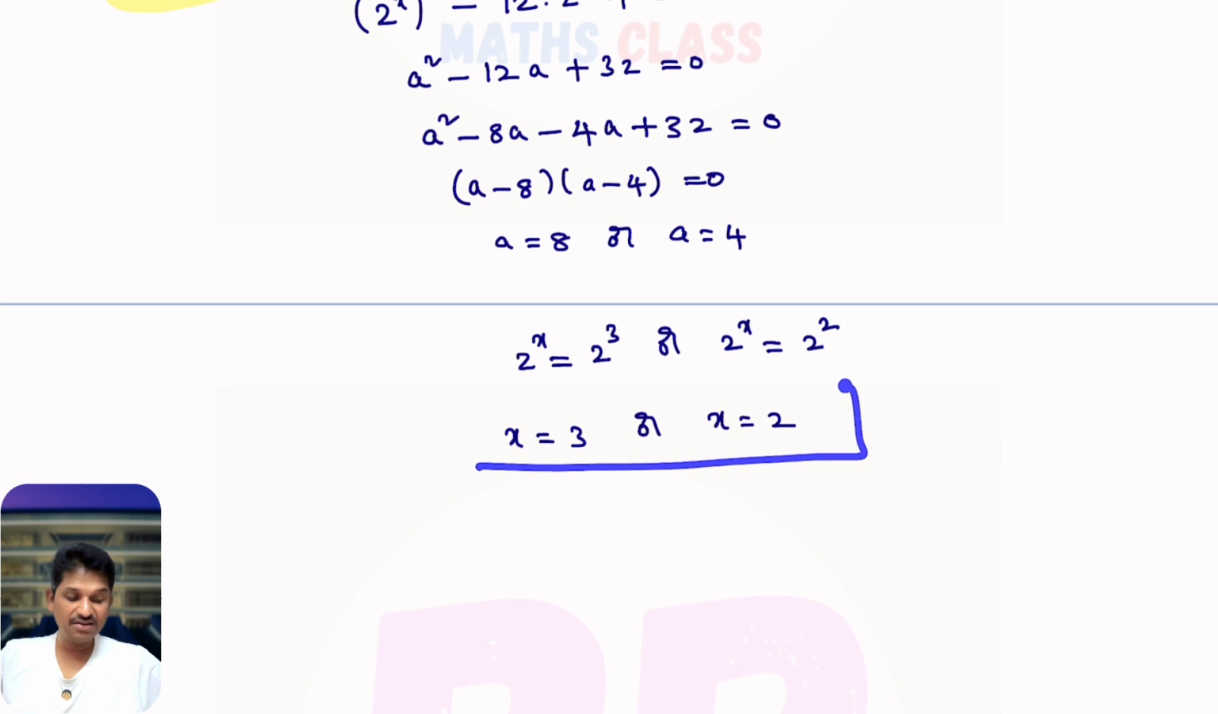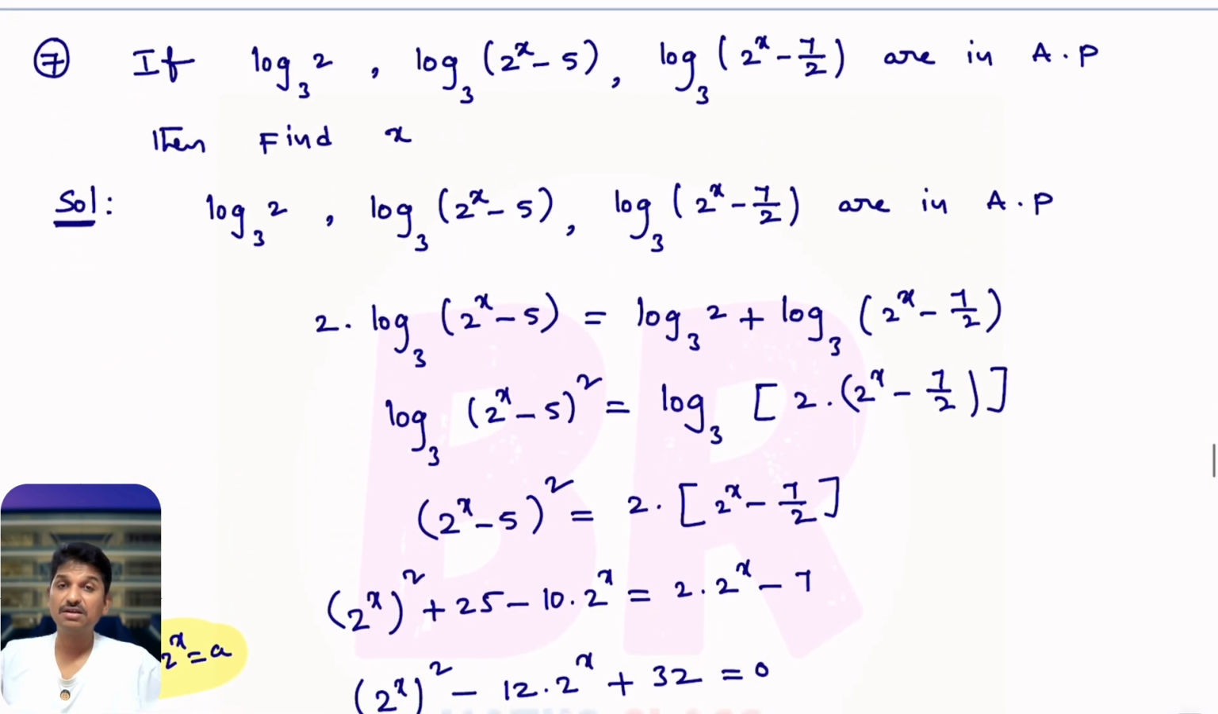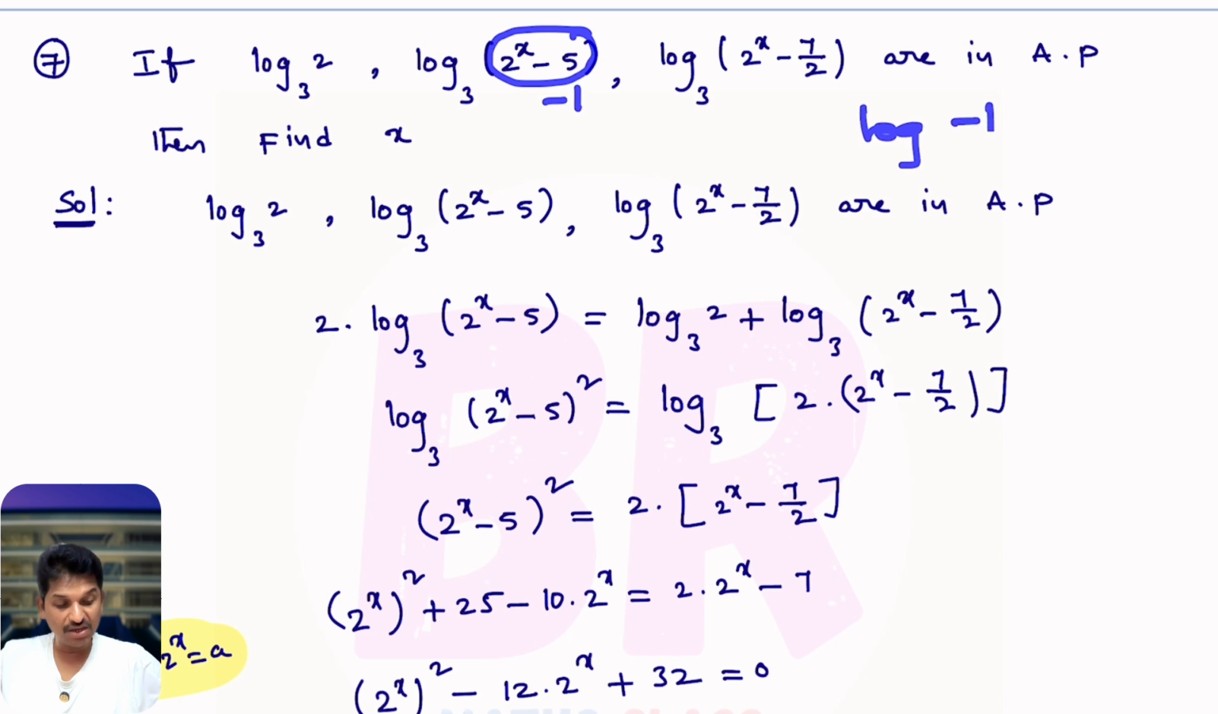Here, blindly, we cannot say there exist two solutions for this equation, right? We need to check, because we know logarithm is defined for positive real numbers only. You got x value 2 now. You put x equal to 2 here. If you put x equal to 2, 2^2 minus 5, that is 4 minus 5. This value will become minus 1. What is logarithm of minus 1 base 3? Logarithm is defined for positive real numbers only. Now, logarithm of minus 1 is not defined. So you cannot take x value 2 here.